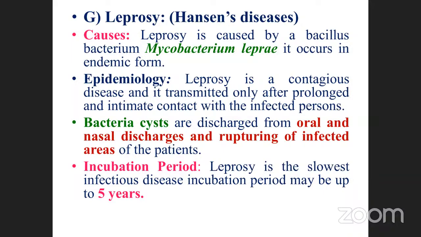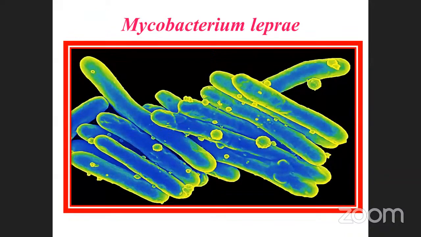Got it? Okay, so once again, repeating for you. Leprosy is otherwise called Hansen's disease, the causative organism is Mycobacterium leprae. Epidemiology: transmitted only after prolonged intimate contact with infected persons, by the bacterial cyst and oral and nasal discharges. Incubation period will be 5 years. Okay, this slide shows the structure of Mycobacterium leprae. See the next one.